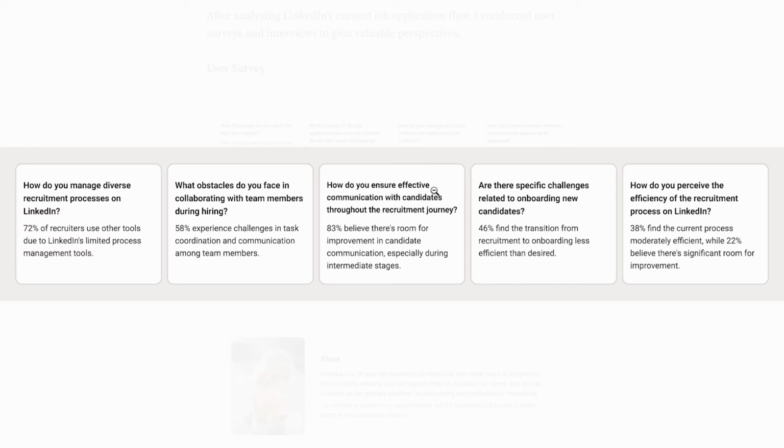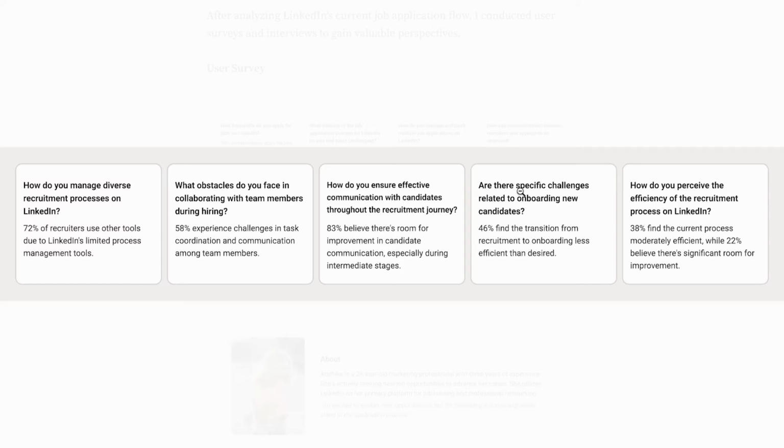What do they think? How do you ensure effective communication with candidates throughout the recruitment journey? 83% believe there is room for improvement. The question is, how do you ensure effective communication? But the answer is 83% believe there is room for improvement. Do you see that this is not even making sense from an English standpoint? This has nothing to do with product design. This is just questions and answers.